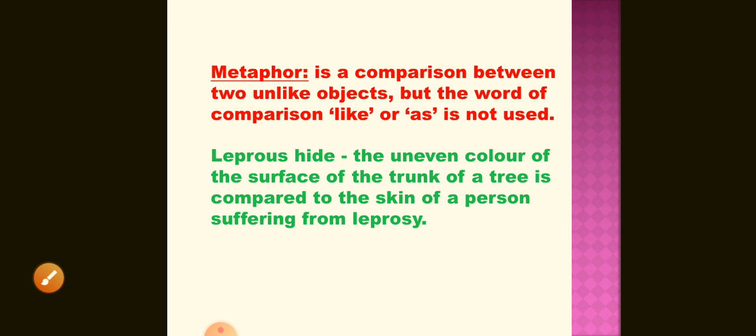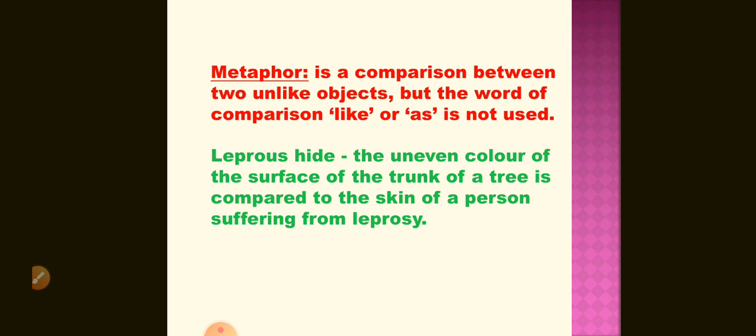Now let's see the next one, metaphor. This is very commonly used and you are all familiar with it. But don't get confused between metaphor and simile. Similarity is there, but still differences are there. Metaphor is a comparison between two unlike objects, but the word of comparison, like or as, is not used. If you are using like or as, which figure of speech is it? Simile, not metaphor.